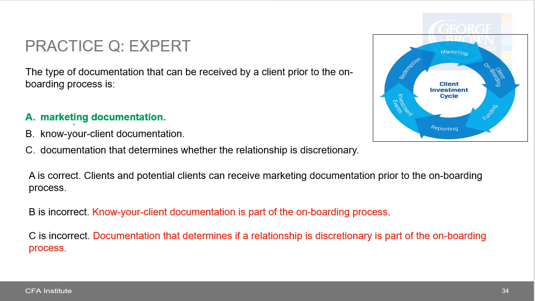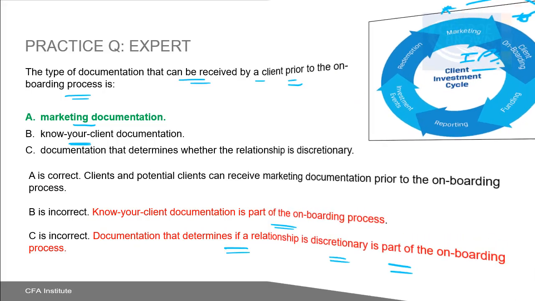Okay, the correct answer is A. The type of documentation that can be received by a client prior, that means before the onboarding process, is marketing documentation. So you can see marketing documentation happens before the client onboarding. Know your client documentation, that's part of the onboarding process. We've mentioned that several times. And also documentation that determines if a relationship is discretionary or non-discretionary is part of the onboarding process. Other documents in the onboarding process, recall the IPS is a big one.